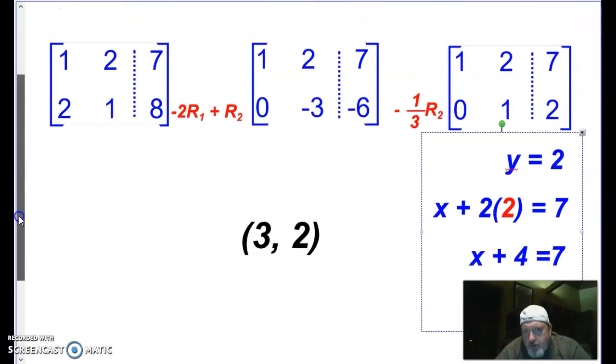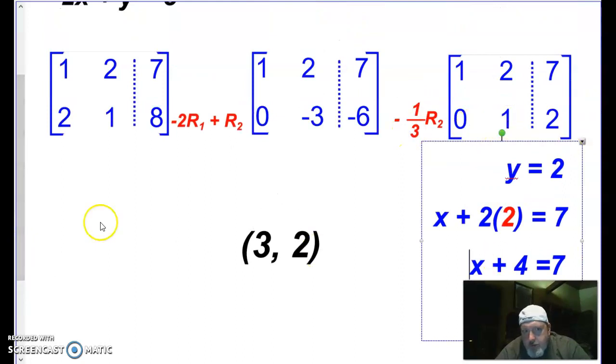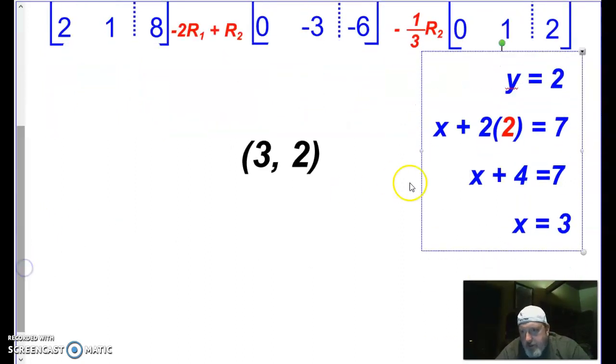So again, we knew from up here y is 2. Plugged in the other equation, x is 3. Write our ordered pair.